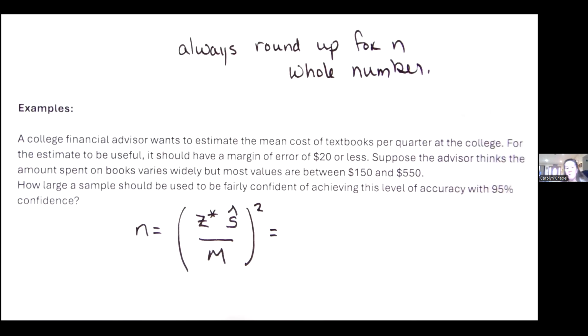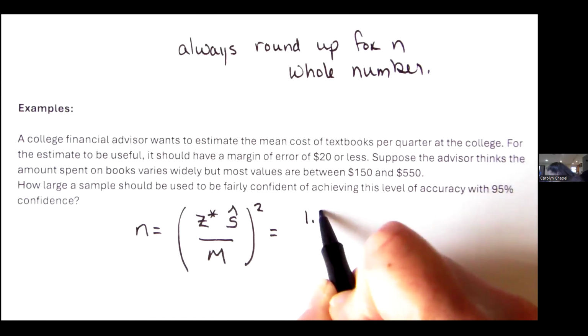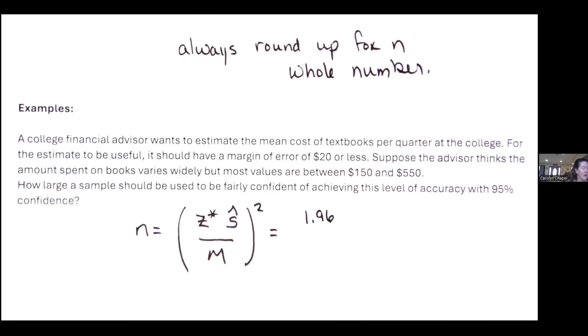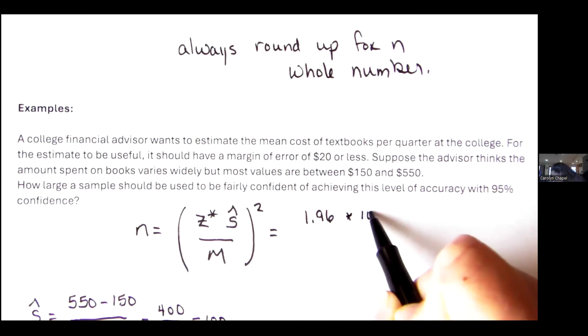Now we have to drag out our table again for those Z stars, and the Z star for 95% is 1.96. I went to SALT under the standard normal and got that Z star. S hat is my range. Range is your largest value minus your smallest value, and we're going to divide that by 4. That gives me 400 divided by 4, which is 100. So we multiply this by 100.